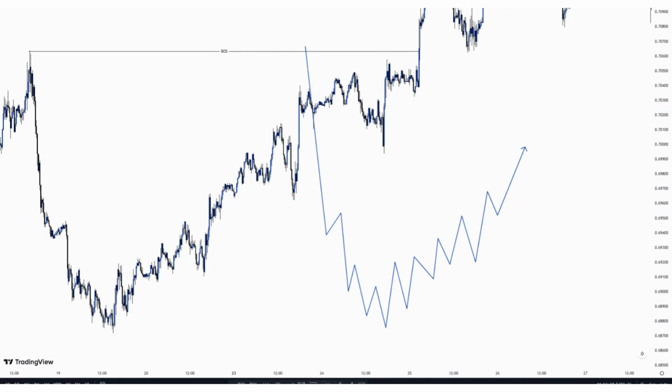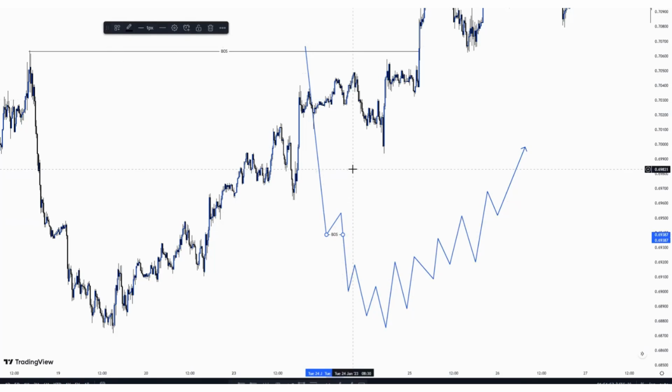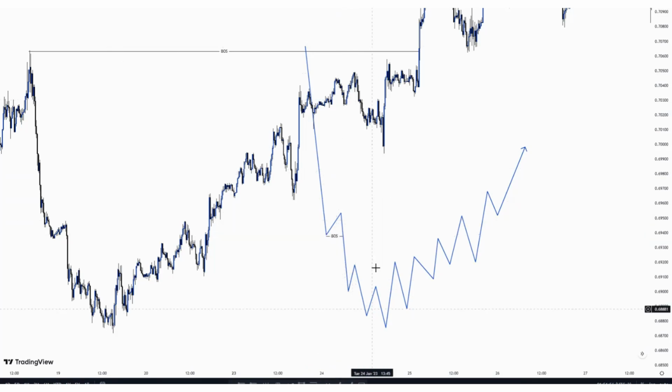What do we have here? We have a block of structure. Let's see, I don't think it will show in 1 minute. Okay, let's use this one. So I have a block of structure there, I have another block of structure here, then we have another block of structure here.